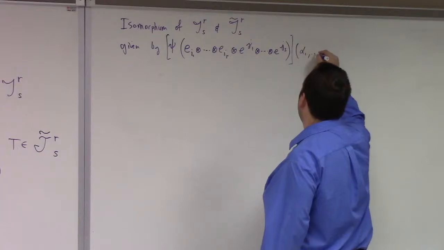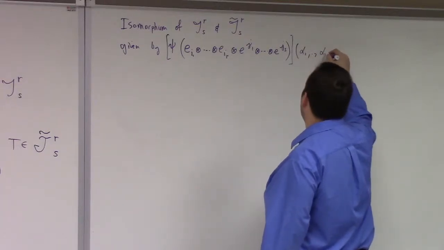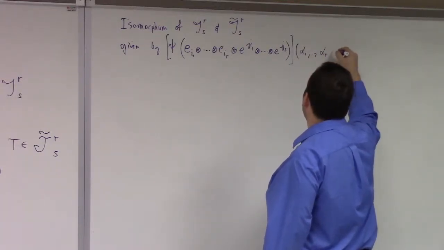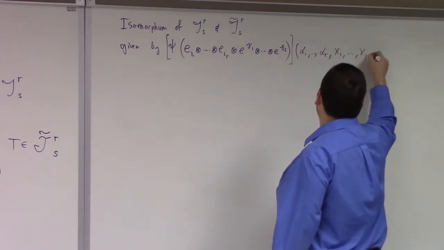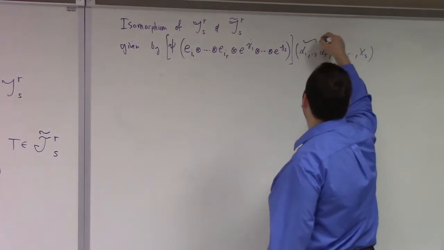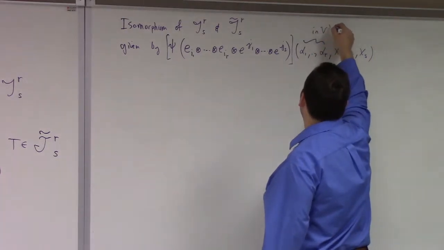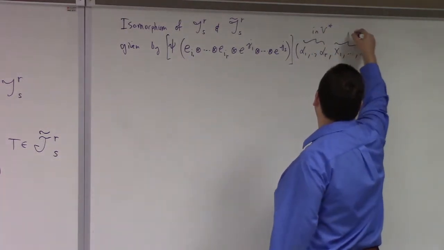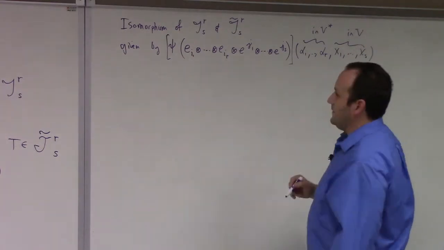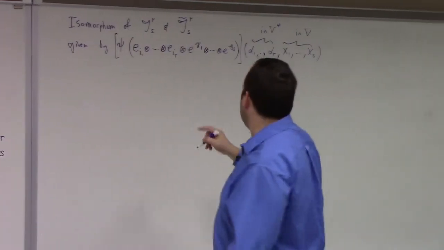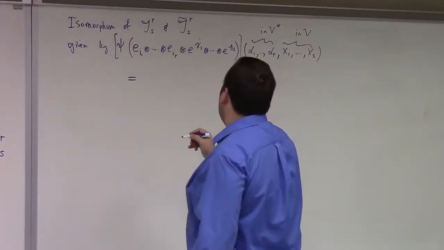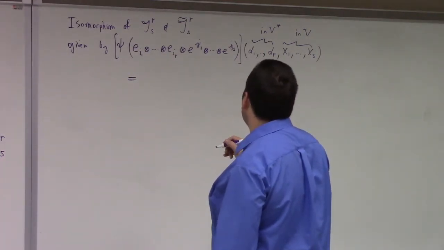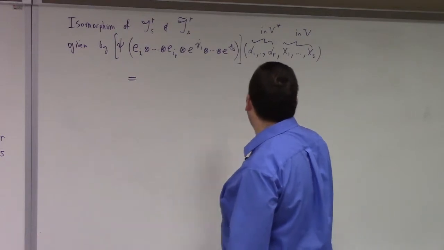α₁, ..., α_r, x₁, ..., x_s. So these are in the dual, right? And these are in V. So the definition here is just, what's the isomorphism? The isomorphism is simply the following.